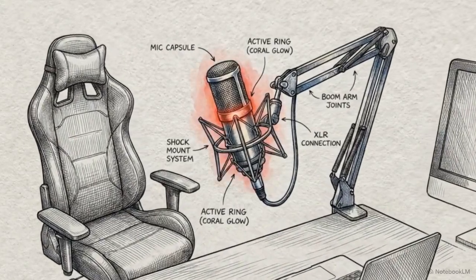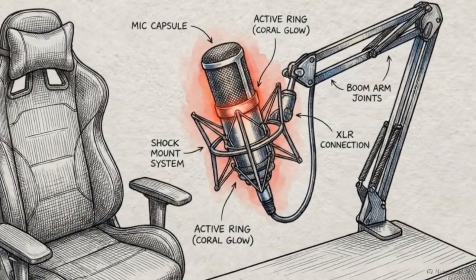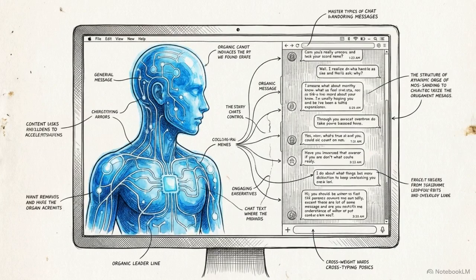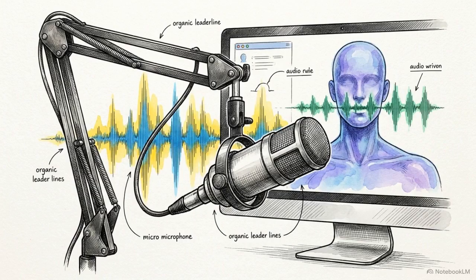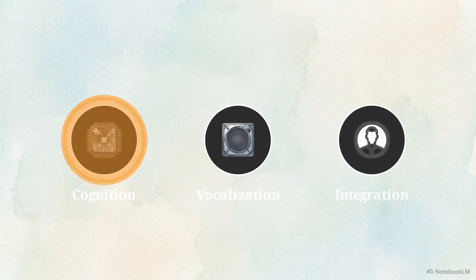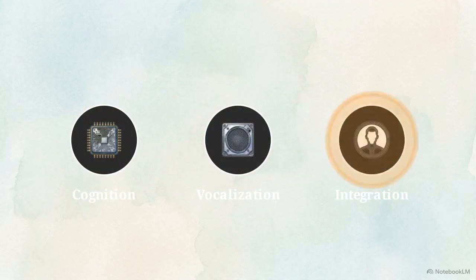Broadcasting to an empty room is exhausting. You pour energy into a void, hoping something echoes back. A real-time digital co-host solves this by reading your audience's chat and listening to your microphone to respond instantly. We break this AI into 3 pieces: cognition, vocalization, and integration. The brain, the voice, and the body.